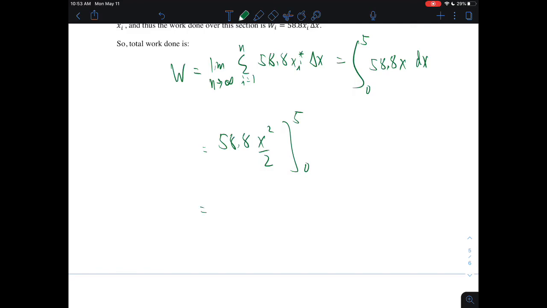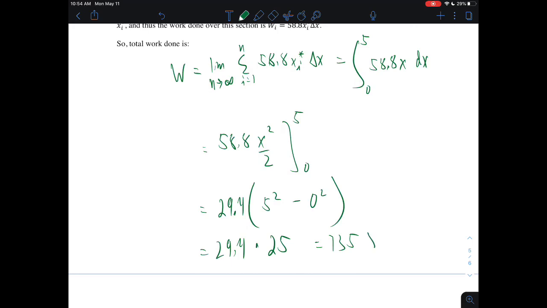58.8 divided by 2 is 29.4, and then times x squared, which is 5 squared, and then minus 0 squared. So this gives me 29.4 times 25. And that gives me 735. And since we're again measuring in the metric system, this would be joules.